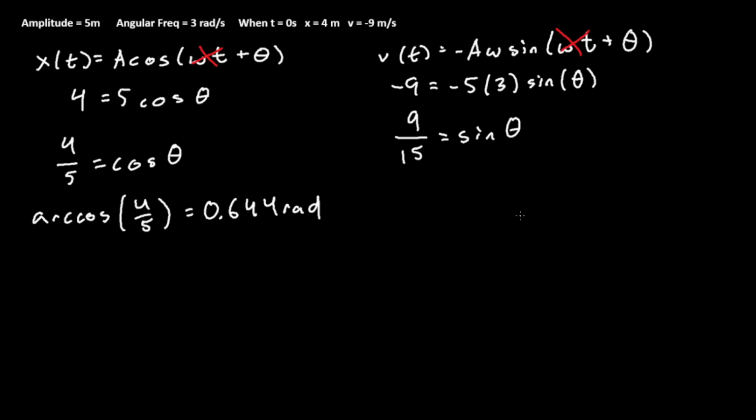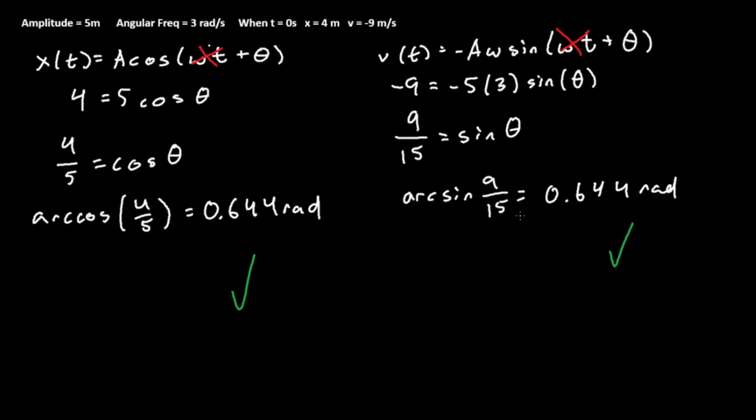So let's test out inverse sine of 9 over 15. Well, inverse sine, or arc sine of 9 over 15 is equal to 0.644 radians as well. So since these two match up, we don't have to flip the cosine value over anything.